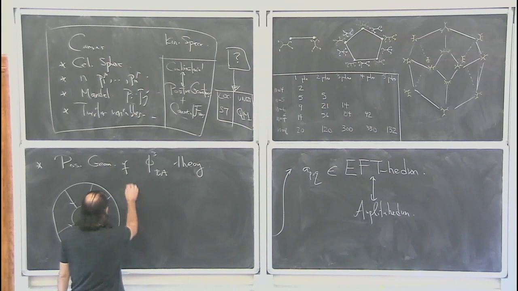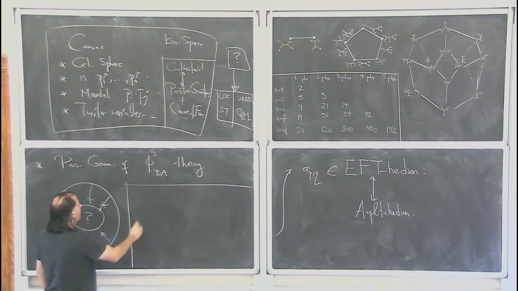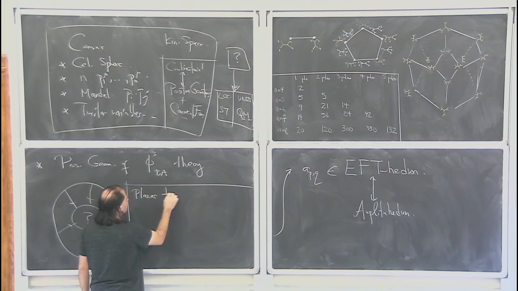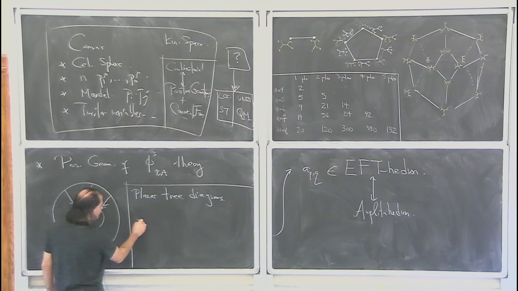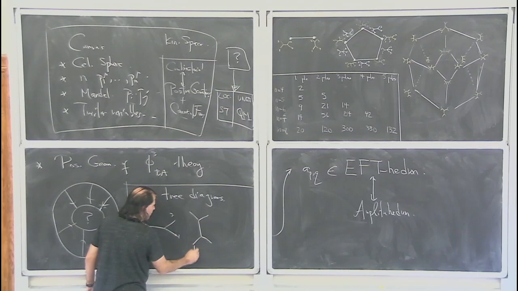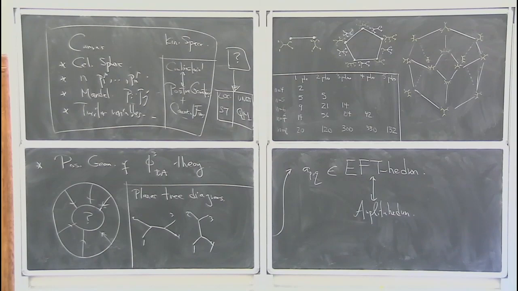So the theory that we're talking about is, we're just going to be dealing at tree level for now and just going to be planar tree diagrams. So in other words, the particles are going to be ordered 1 through n, and we're just going to draw planar diagrams in that ordering. Okay? So that means that at 4 points, I would draw 1, 2, 3, 4, the S and the T channel, but not the U channel. Okay? Because that would involve a crossing.